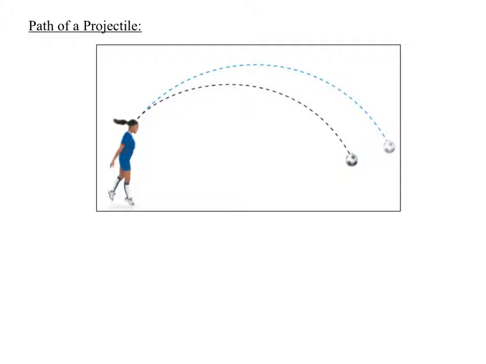So the path traveled without air resistance is the blue path. Okay, the blue path is without air resistance. The minute air resistance is encountered, it's going to automatically slow down the object. It's going to slow it down so that it would follow that black path right there. Now, if we think about this, realistically in life it's not true.